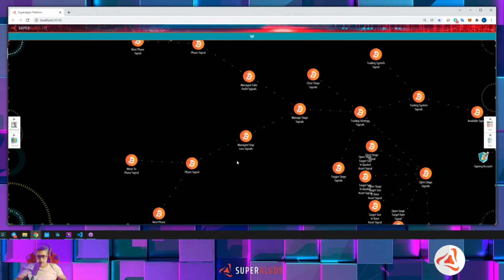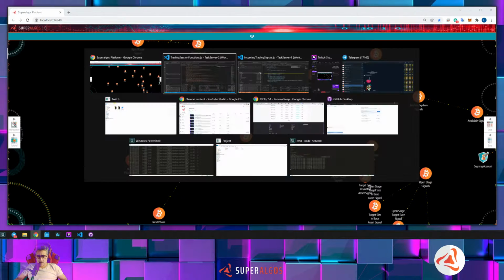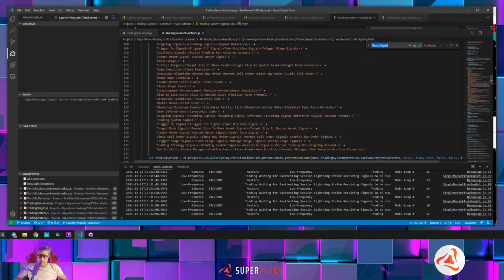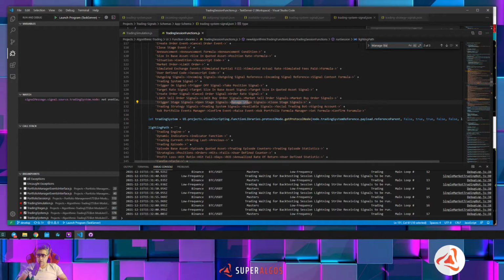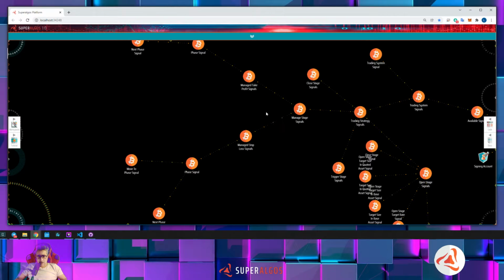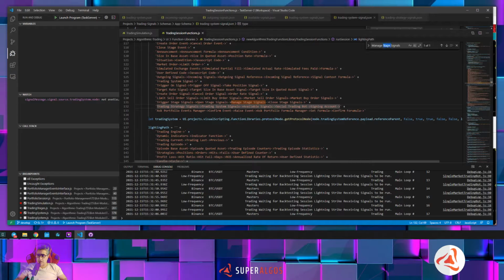I don't see manage stop loss signals. I see manage stage signals. Manage stage signals is here. But manage take profit signals is not here. Manage take profit signals is not here. Okay, there are a lot of things missing.